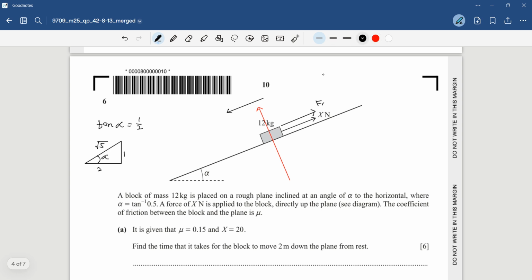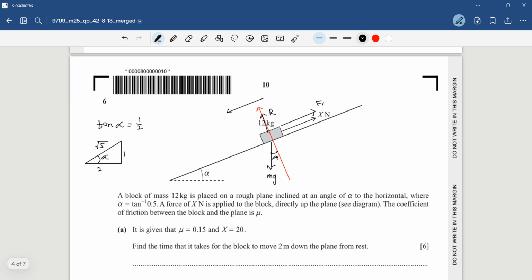Okay, and the things here will be here, the weight will be mg, where here will be alpha. Okay, and then here will be your R. Okay, since the object is traveling in the x direction, your vertical will be in equilibrium.